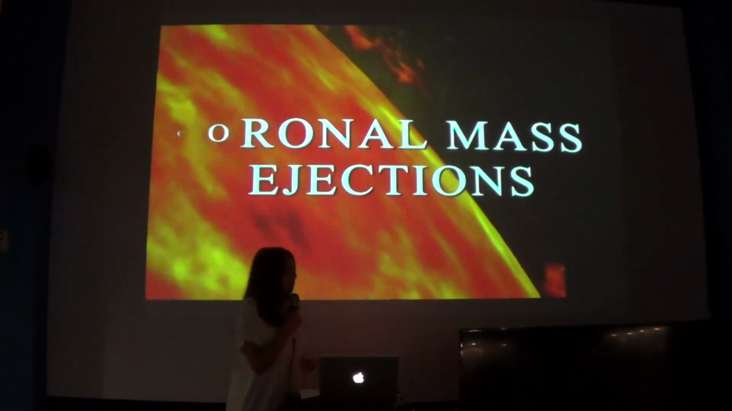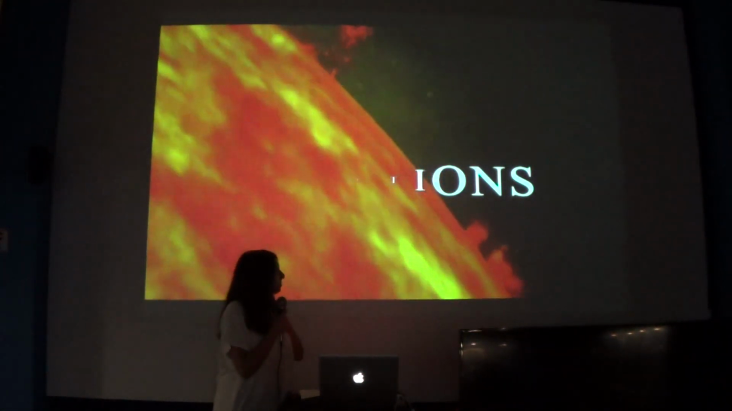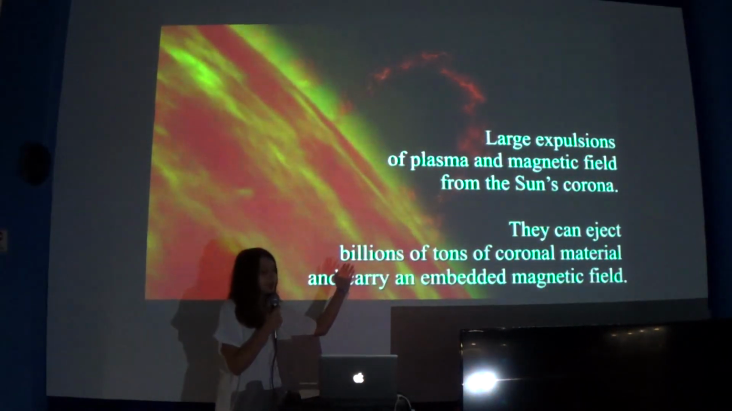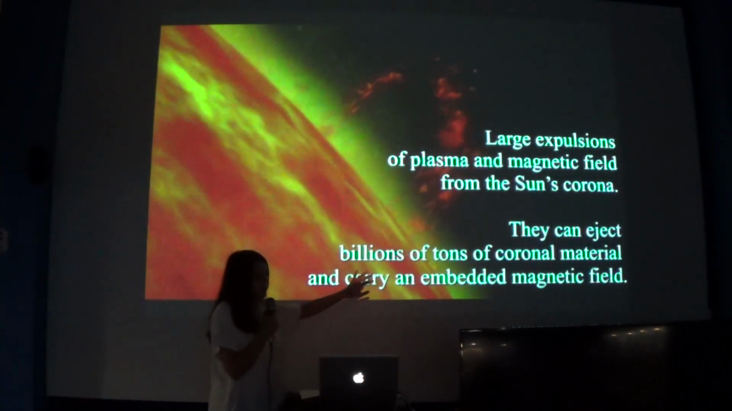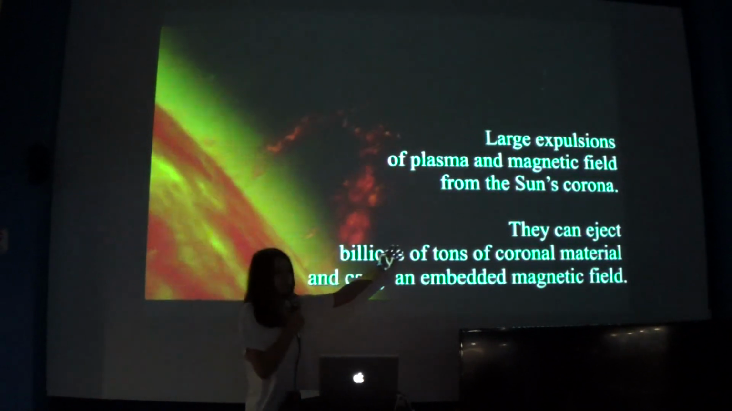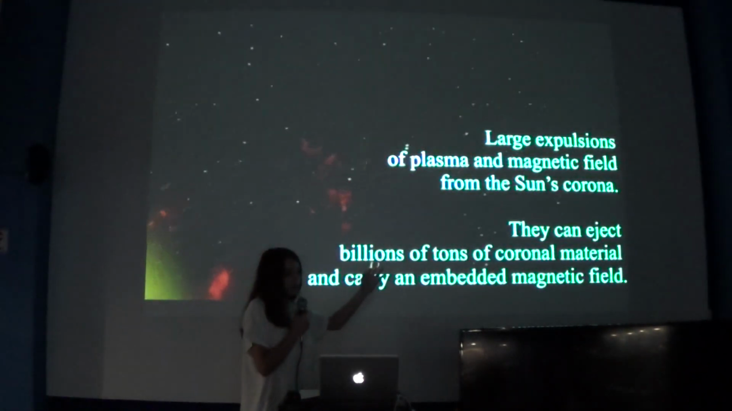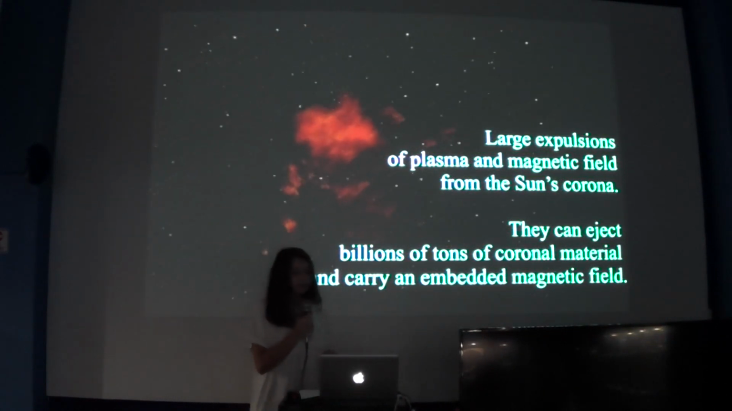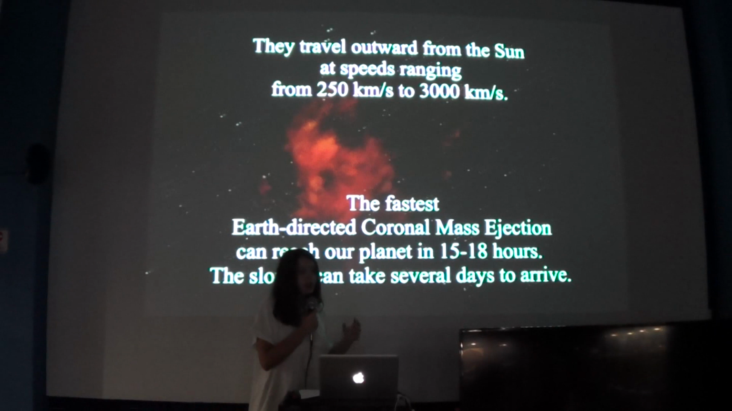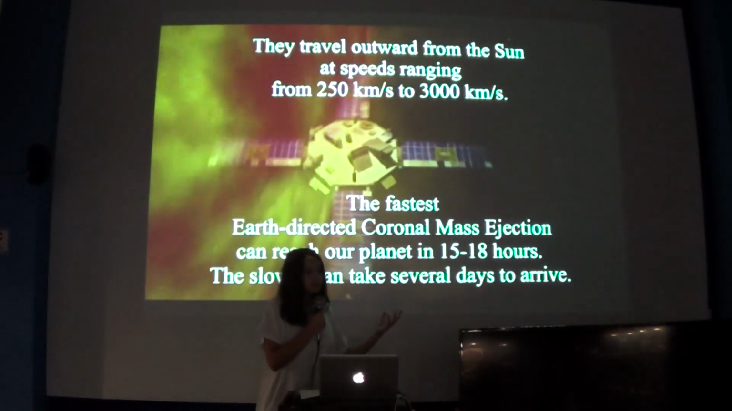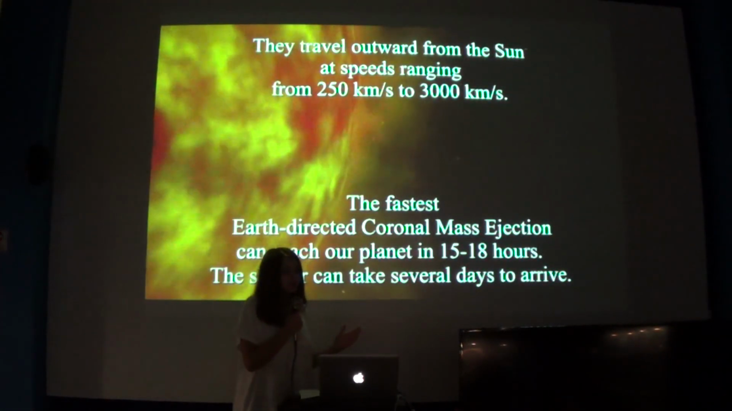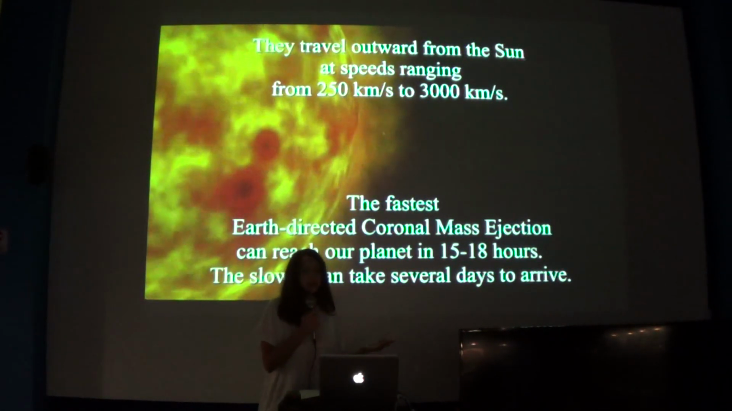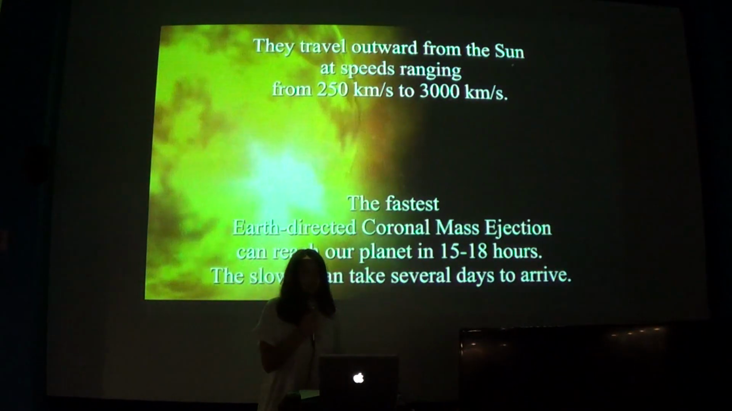Coronal mass ejections. Large expulsions of plasma and magnetic field from the Sun's corona. They can eject billions of tons of coronal material and carry an embedded magnetic field. They travel outward from the Sun. The fastest Earth-directed coronal mass ejection can reach our planet in some hours. The slower can take several days to arrive.